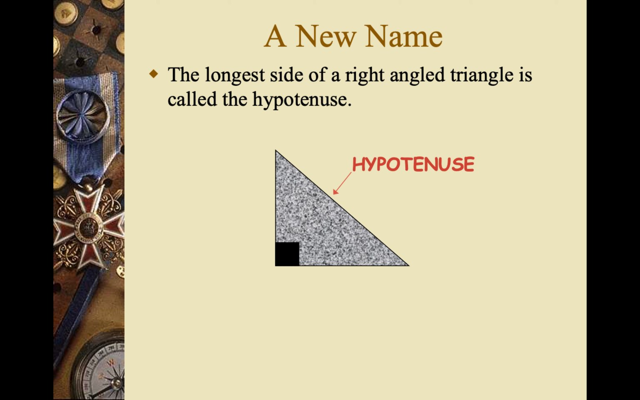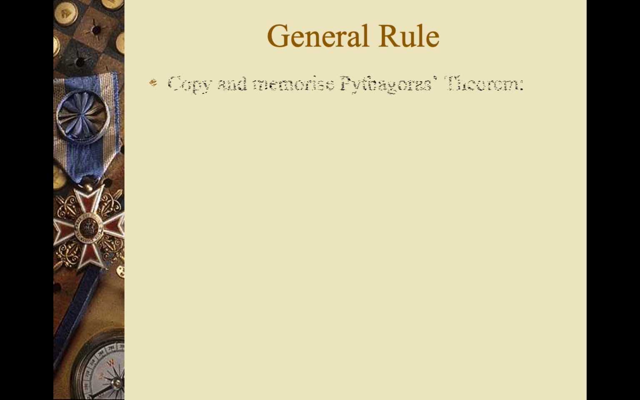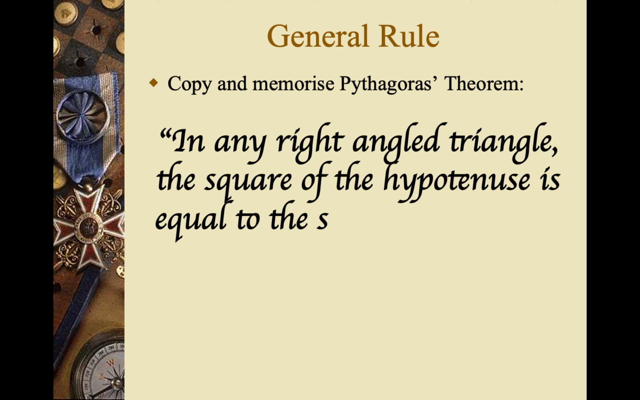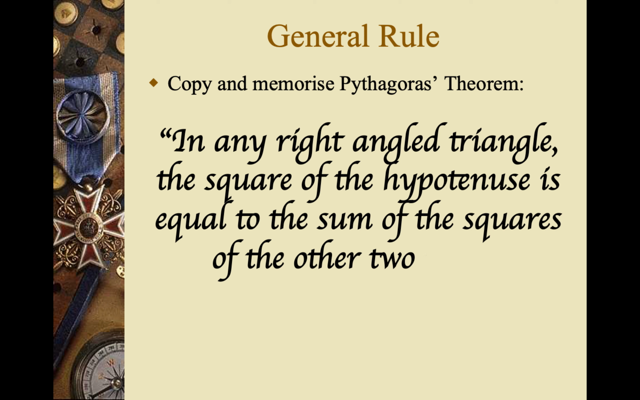And what Pythagoras said was that in any right angled triangle, the square of the hypotenuse is equal to the sum of the squares of the other two sides. And that's really a word formula for what we just discovered.